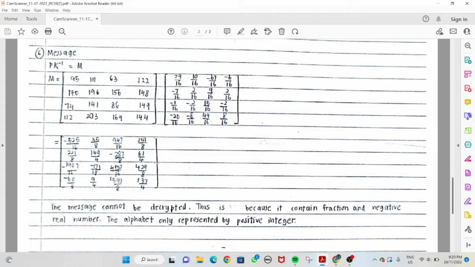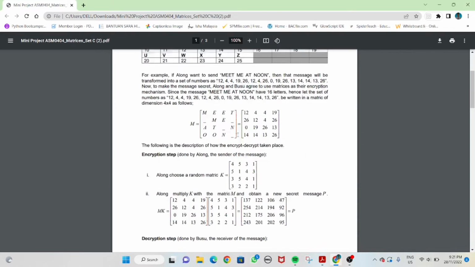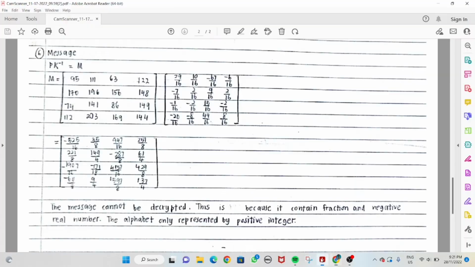real numbers. The answers, which are the alphabet, can only be represented by positive integers, and the values must be below 26. As you can see here, it starts from 25 all the way to 0. So 0 is A, 1 is B, and then if you go to 24 is Y, 25 is Z. That is why we aren't able to find the answer, as we get fractions and negatives.